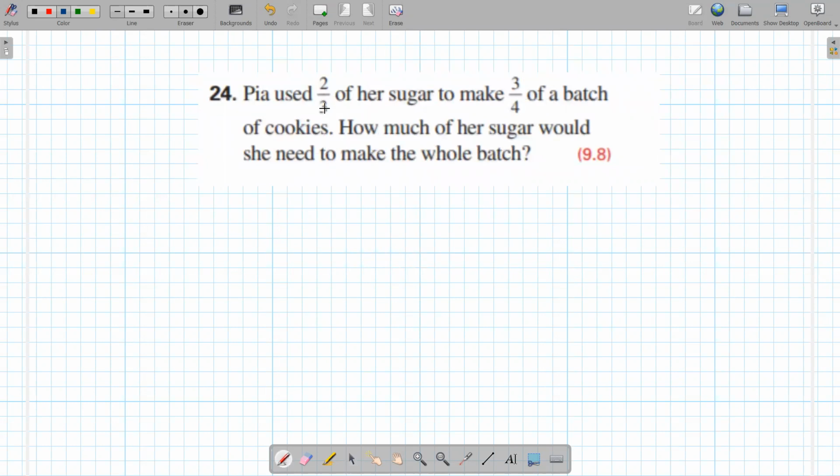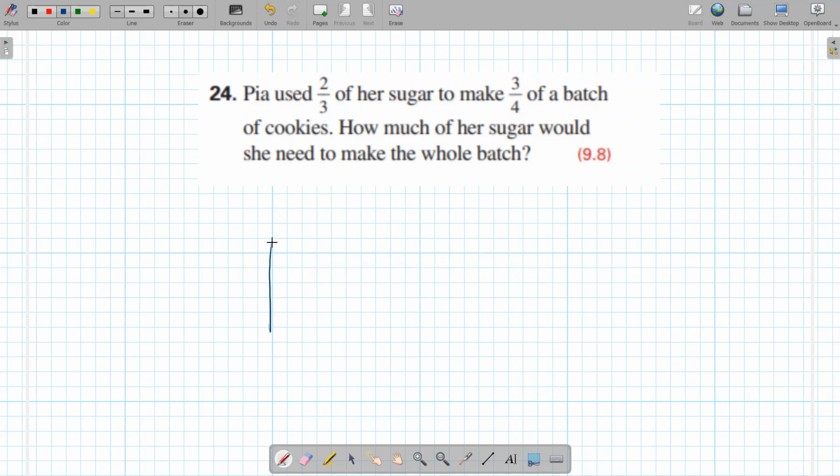She used 2/3 of her sugar to make 3/4 of a batch of cookies. How much of her sugar would she need to make the whole batch? Do you just do 2/3 times 3/4? Nope. Could you draw it out first?